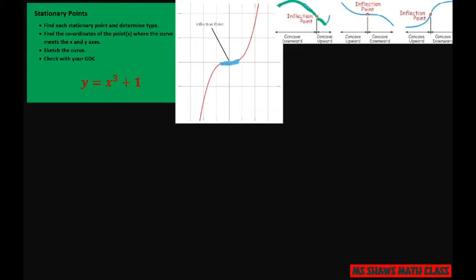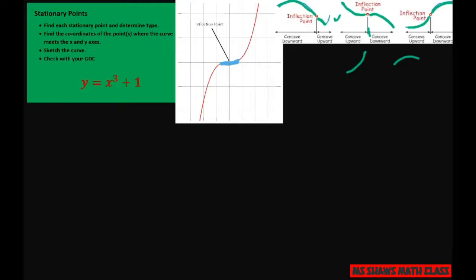So this one's hard to see. This one's concaving up. Then after this point of inflection, it's concaving down. So this is concave up, and this is concave down. So it's just the shape of the curve.